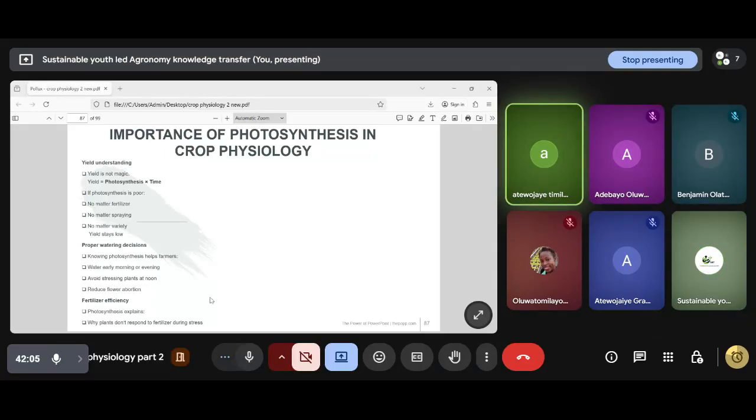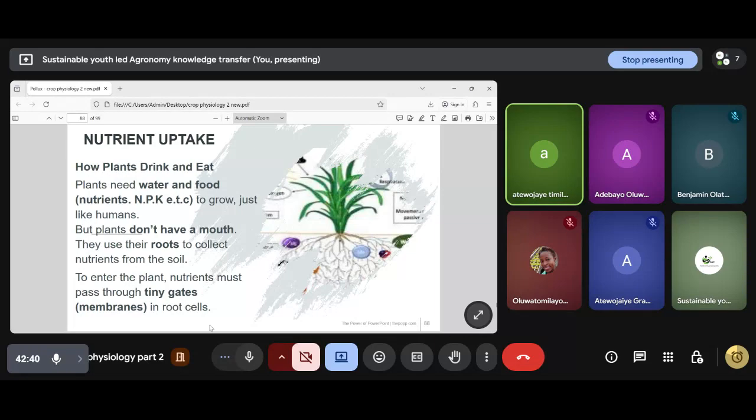Yes, so with photosynthesis, you just want to understand yield. Yield equals photosynthesis times time. So if photosynthesis is poor, no matter how much fertilizer you give your plant, it will not take it up. Knowing photosynthesis helps farmers water early in the morning or evening, avoid stressing plants at noon, reduce flower abortion, and improve fertilizer efficiency. So you can see why bananas don't take up nutrients when they are stressed. So let's move on. 12 minutes.